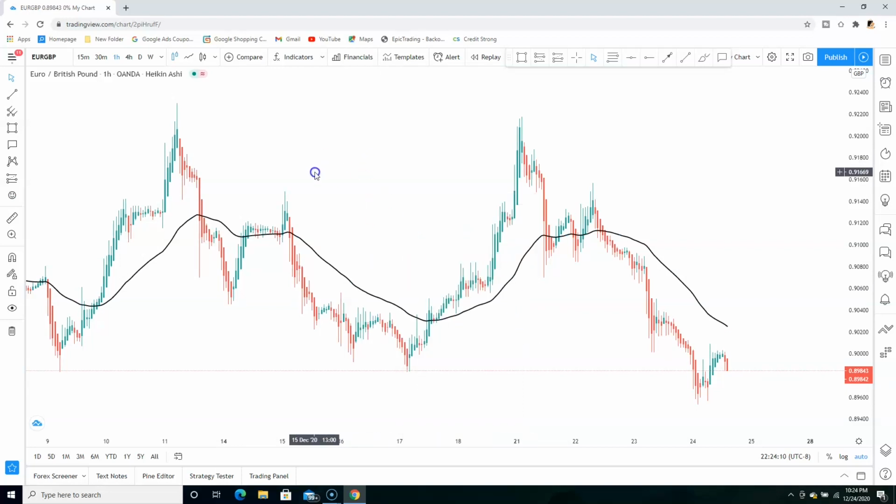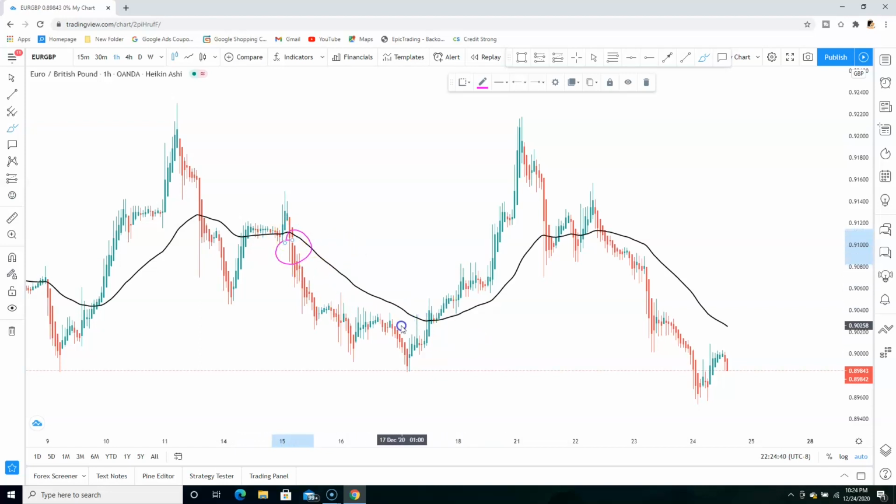So basically, when you have the 50 moving average on your chart, when price is below the 50 EMA, you're looking to sell. You're not looking for buying opportunities when price is below the 50 EMA, like right here. So when price is below the 50 EMA, you're looking for selling opportunities.